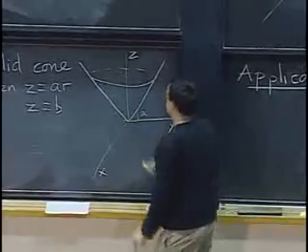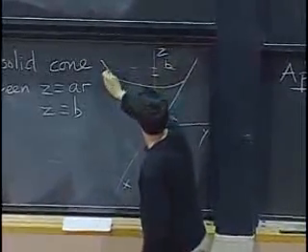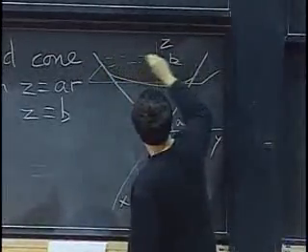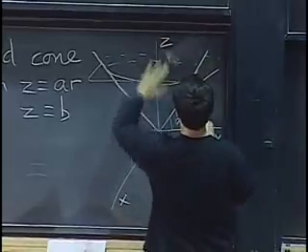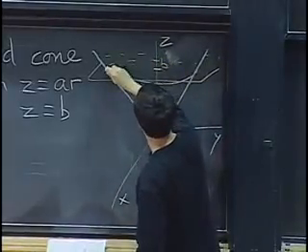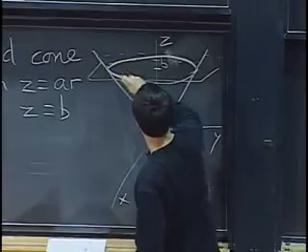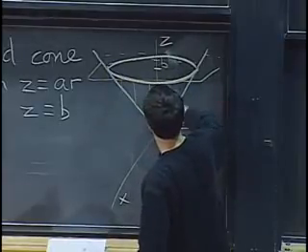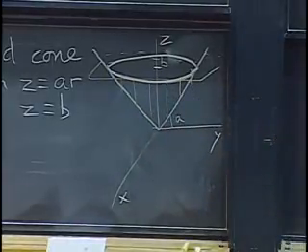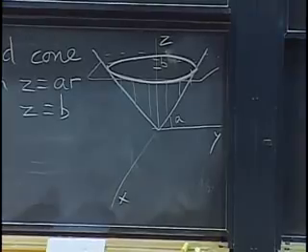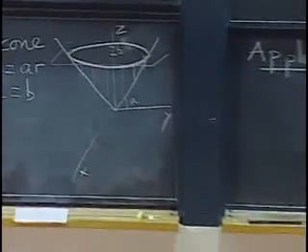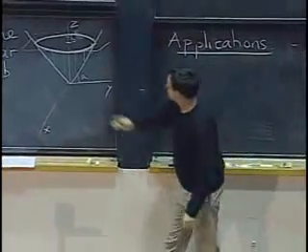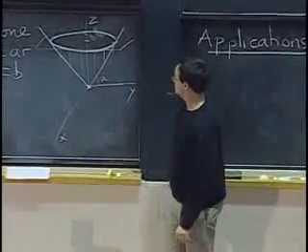And z equals b just means we stop in a horizontal plane at height b. So that solid cone really just looks like this. That's our solid. It has a flat, circular top, and then it's pointing down, and the point at the tip of it is at the origin.